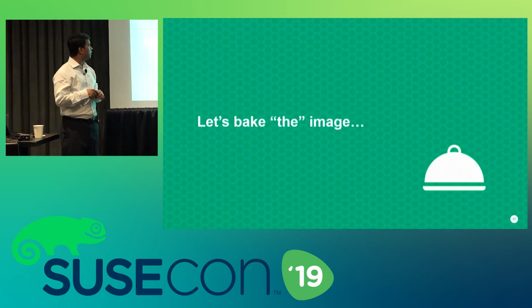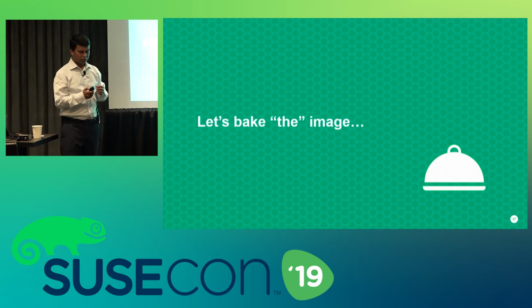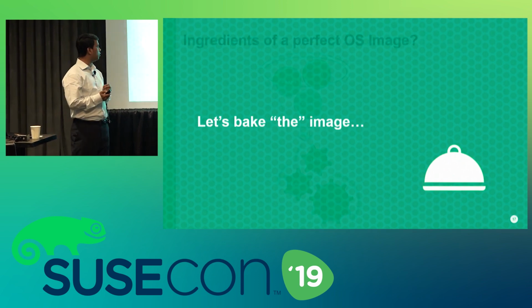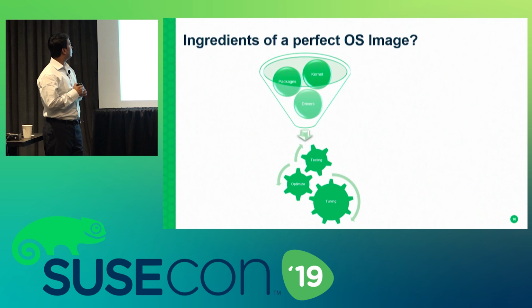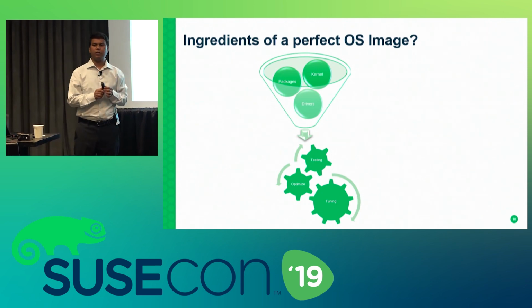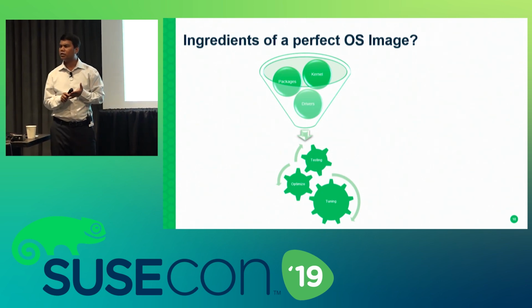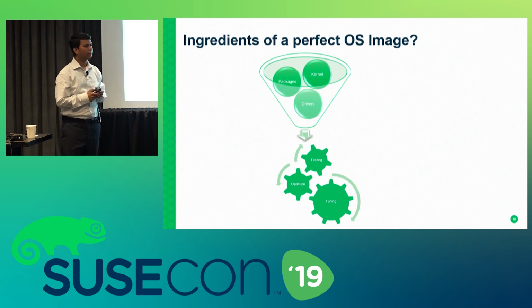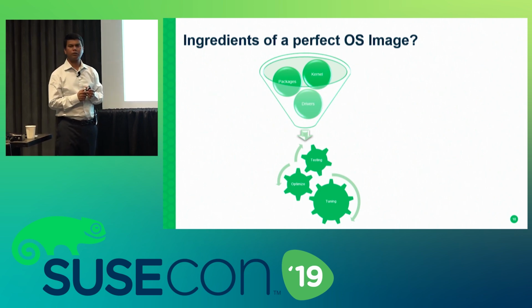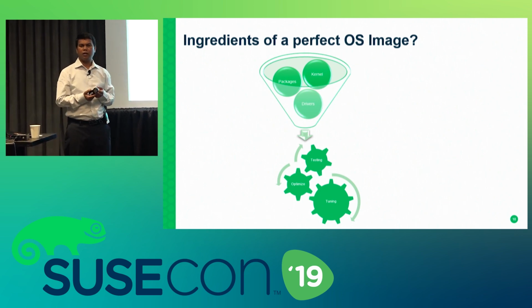All right, it's time to bake the image now. So let's build the golden image. If I want to build the golden image, I need three major ingredients. One is the kernel. Let's say, okay, every image has a kernel, what is so fun about it, right?